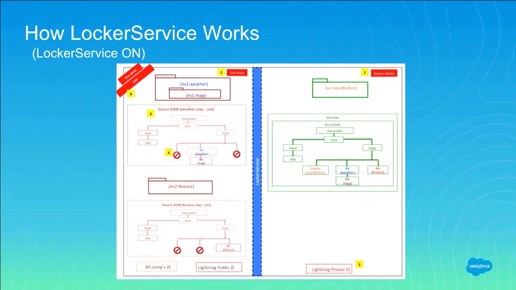Two other things to notice is the sticker, the red sticker on the top left. Strict mode: again, with Locker Service on, you can't say blah equals 33.